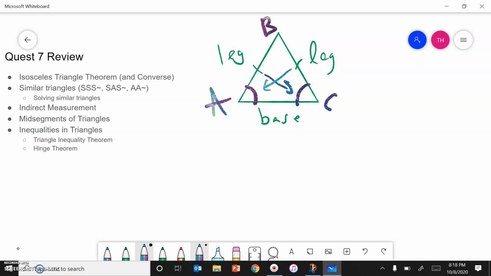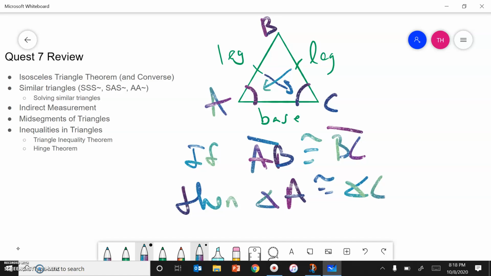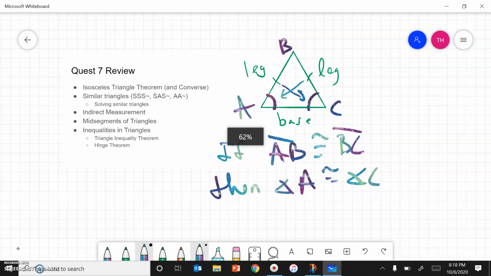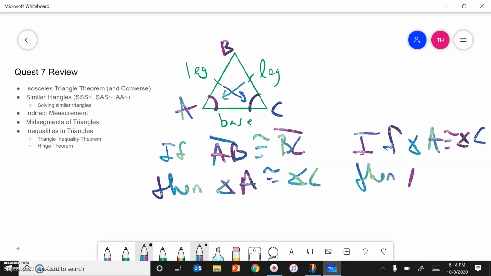So if I have triangle ABC, what it's basically saying is that if AB was congruent to BC, then angle A would have to be congruent to angle C. And then the converse basically said that, but backwards. It would say, if I have the same triangle and angle A is congruent to angle C, then you can also conclude that side AB is congruent to side BC. And then we did a couple different problems.